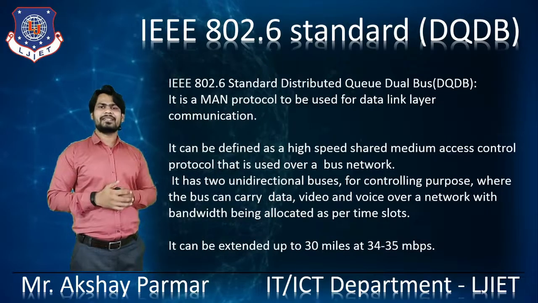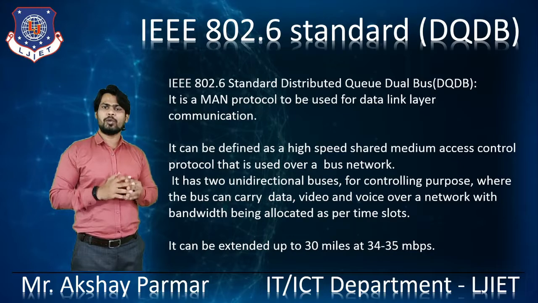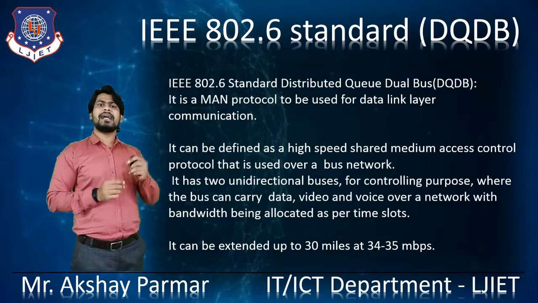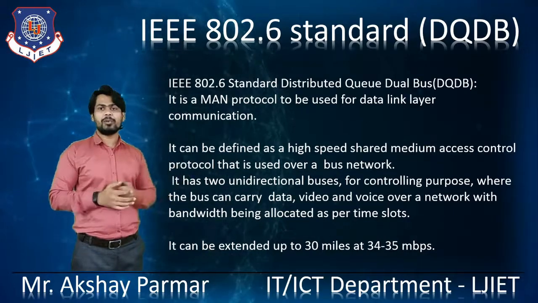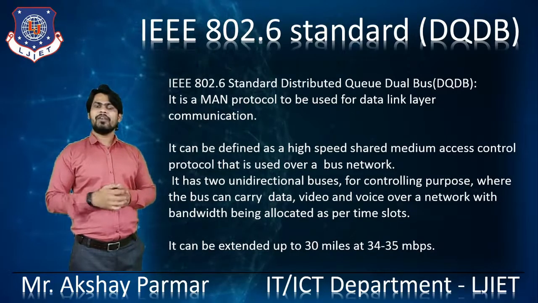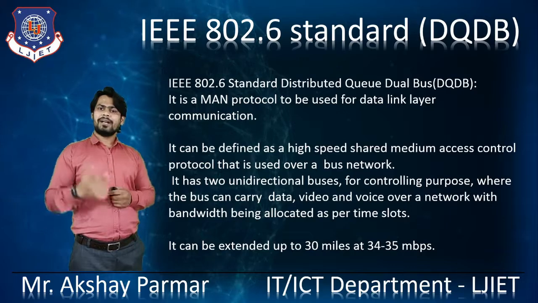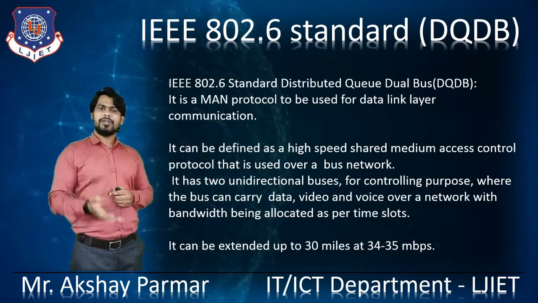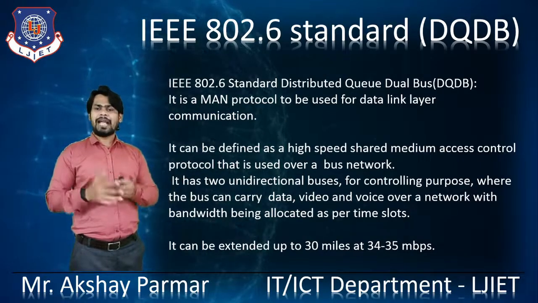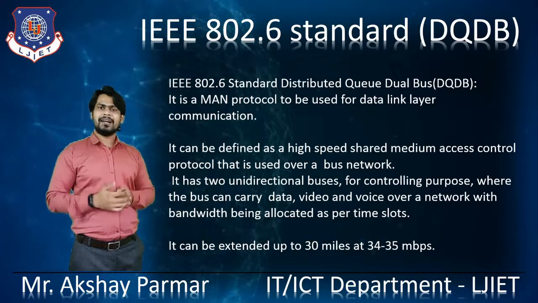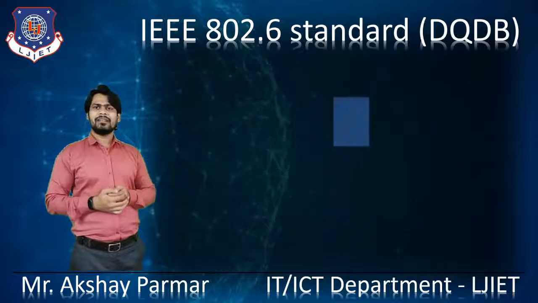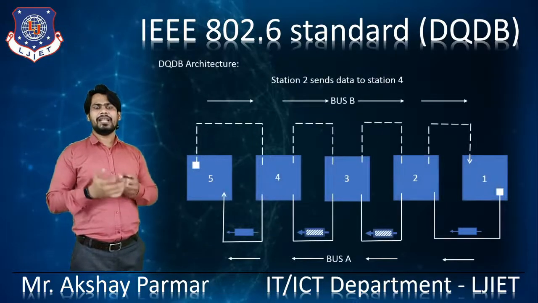It can be defined as a high-speed shared medium access control protocol that is used over a bus network, right? It is a two unidirectional bus for controlling purposes, where the bus can carry data, video, and voice over the network with the bandwidth being allocated per time slots. It can be extended up to 30 miles at 34 or 45 Mbps. So this is the basic functionality of DQDB.